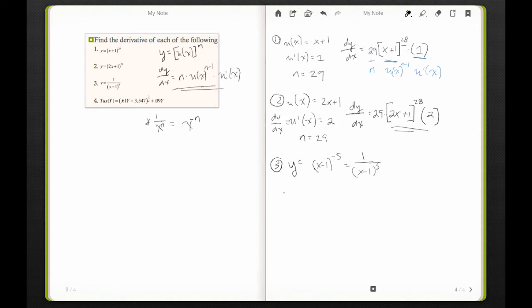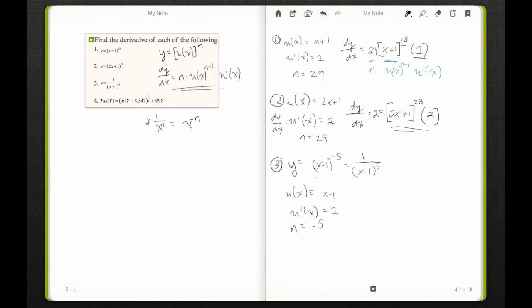So my u of x is this inner function, x minus 1. My u prime of x is just 1, right? The derivative of this with respect to x is 1. And my n is negative 5. It's negative 5. So I'm going to use this information and plug it into my formula.